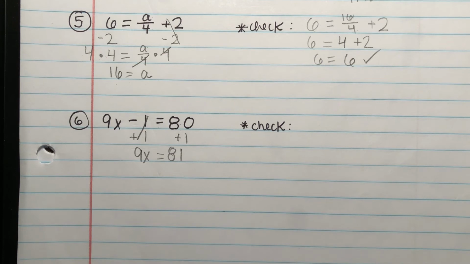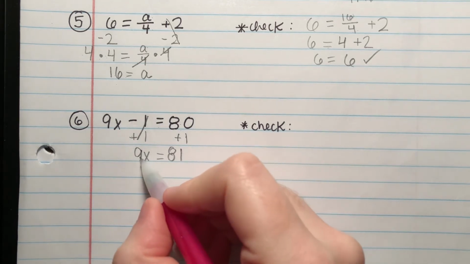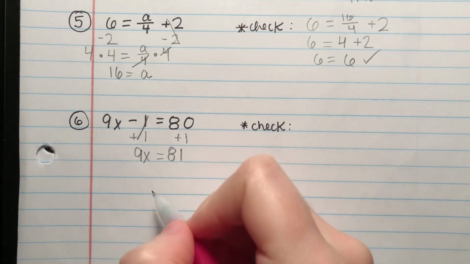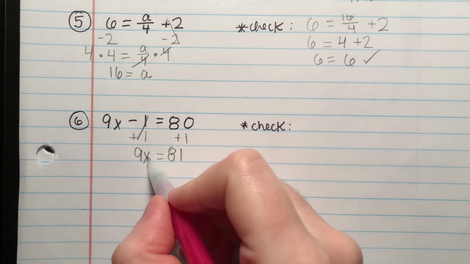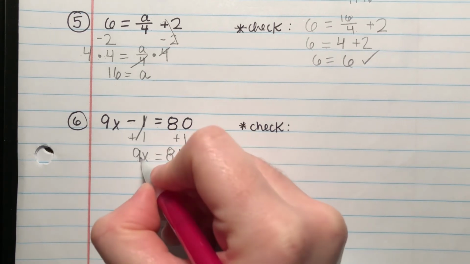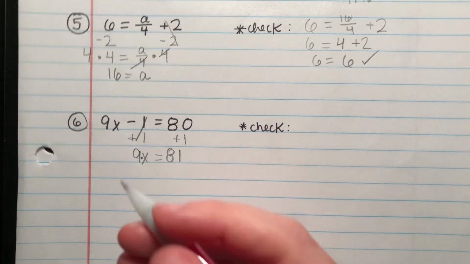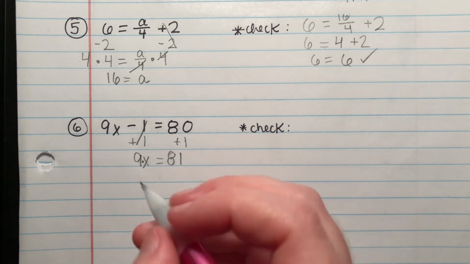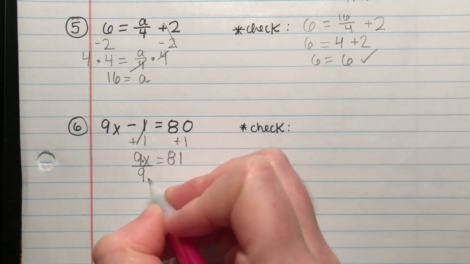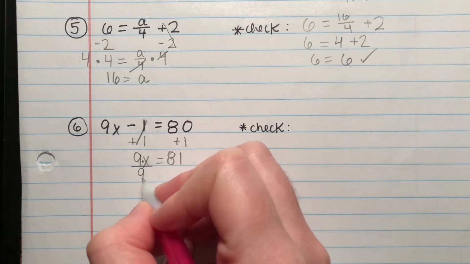Now, I need to undo any multiplication or division. So what operation is being done between 9 and x? Well, 9 times x would give me 9x, right? So these two are being multiplied. You don't have to put that dot. I'm just putting that for a visual. They're being multiplied. What's the opposite of multiplication? Division. So I'm dividing by 9, not x, right?